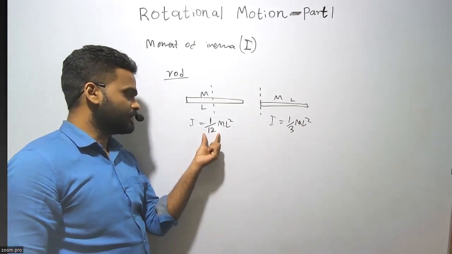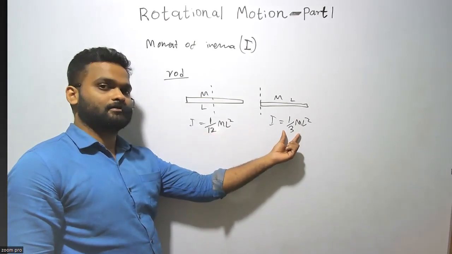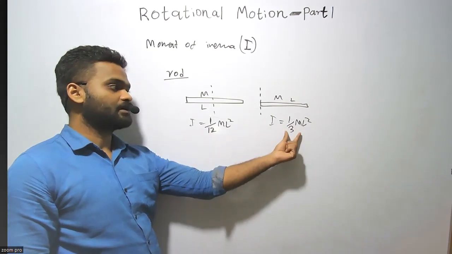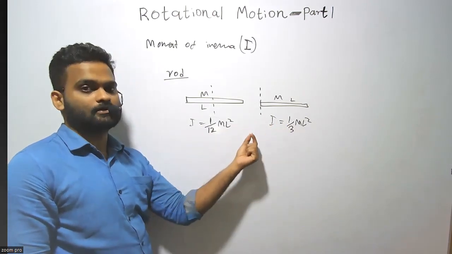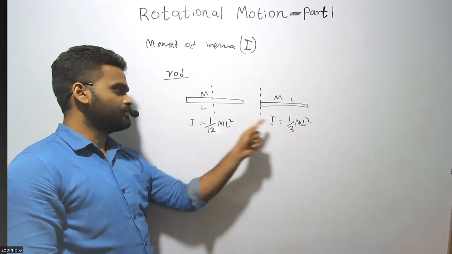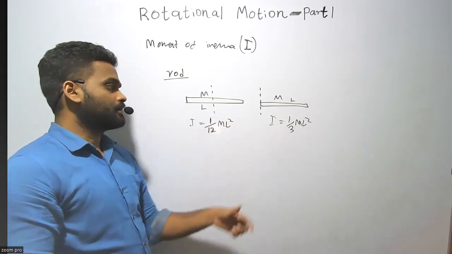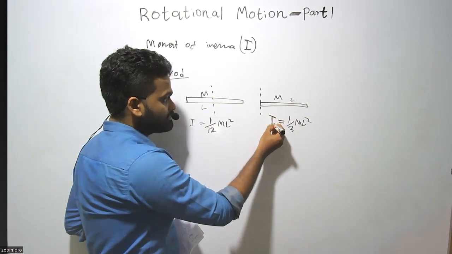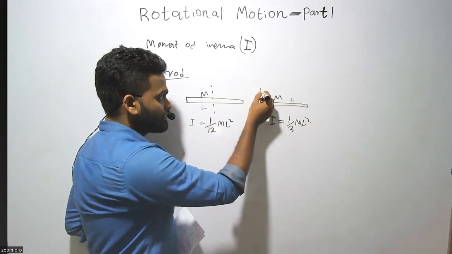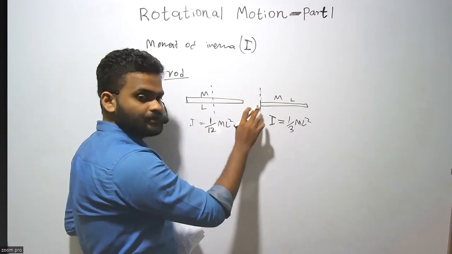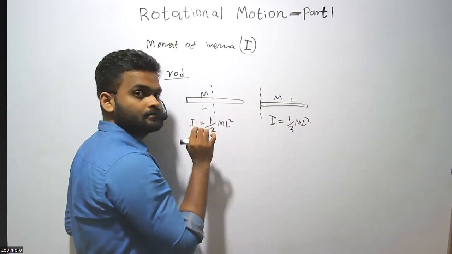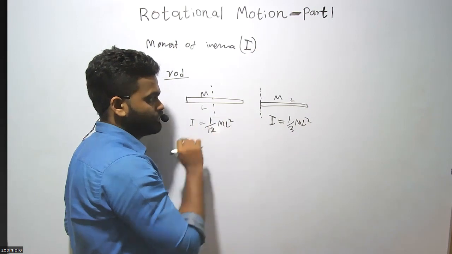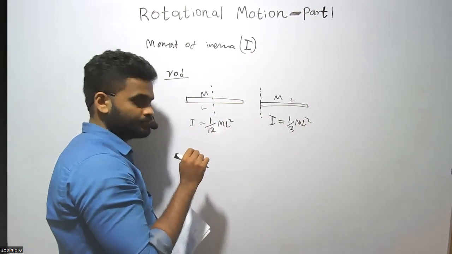So compared to 1/12, now it is higher. It is like 4 times higher, right? 1/3 means 4 times 1/12. If you multiply this by 4, you get 1/3. Okay? So I is 1/3 ML squared. That is the moment of inertia around an axis going through an edge of the rod. Okay, you can take it down.